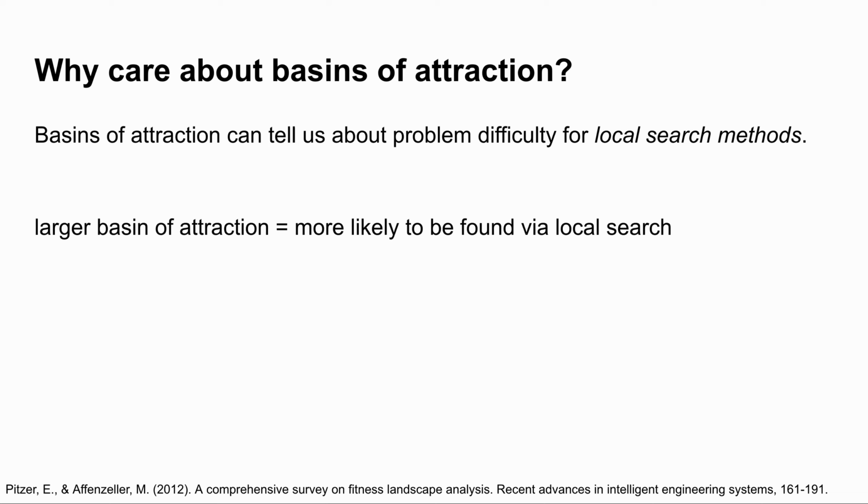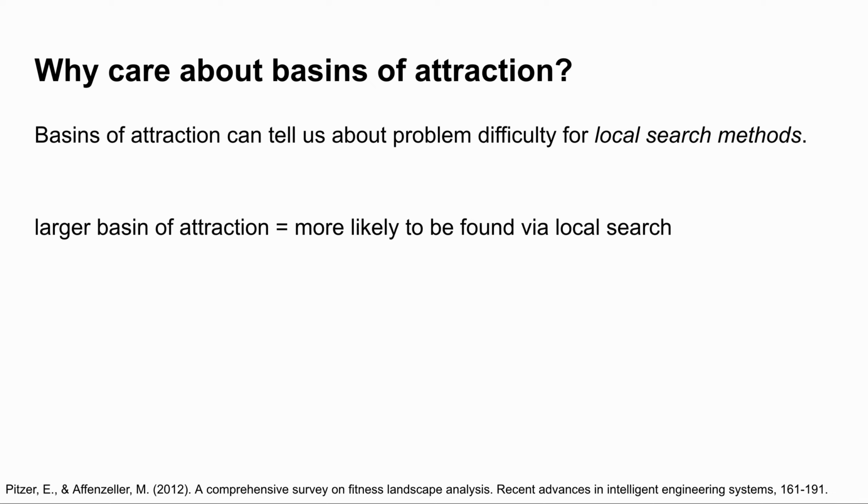This is because a local optimum with a larger basin of attraction is more likely to be found via local search. So for example, if a fitness landscape has a local optimum with low fitness but a large basin of attraction, and a global optimum with high fitness but a small basin of attraction, that would be a difficult problem for local search methods, because they would tend to get stuck in the worst local optimum.